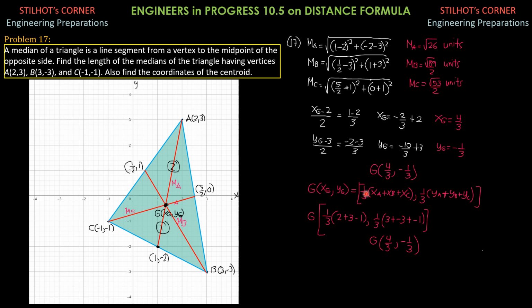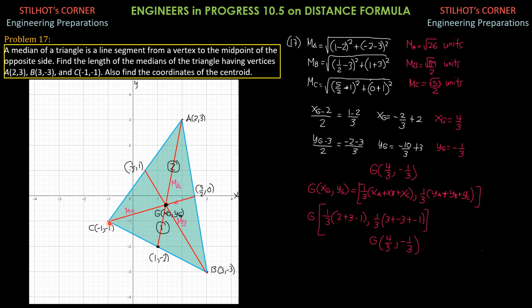So if it is a quadrilateral, divide the quadrilateral into triangles, then you can find the centroid of the individual triangles. This is derived in my Vitamath, or maybe it's also in Engineers in Progress.